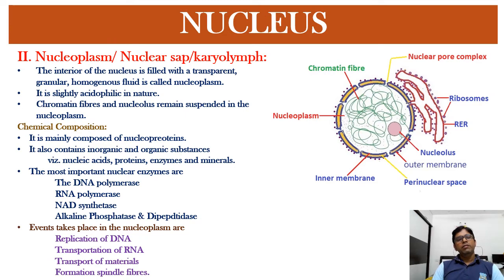And events which are taking place in the nucleoplasm are replication of DNA, transportation of RNA, transport of materials, and formation of spindle fibers. Replication of DNA. What is replication? Production of two daughter molecules from one parental DNA is called replication, which is taking place in the nucleus.